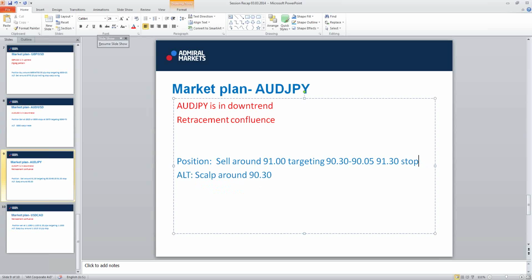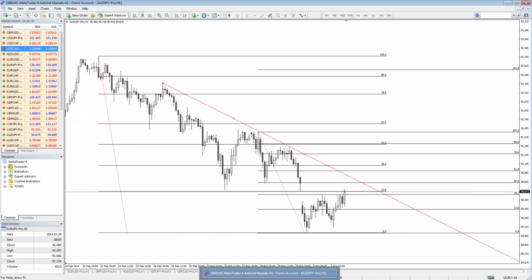I will reformulate this. This is what I see on Aussie yen. Trend line here, confluence there, downtrend there. 30 pip stop loss. If it happens to get here, it will probably make an inverted head and shoulders pattern and go up.